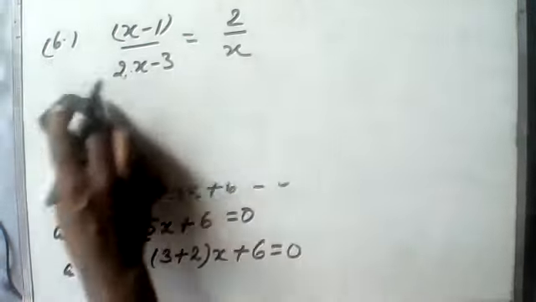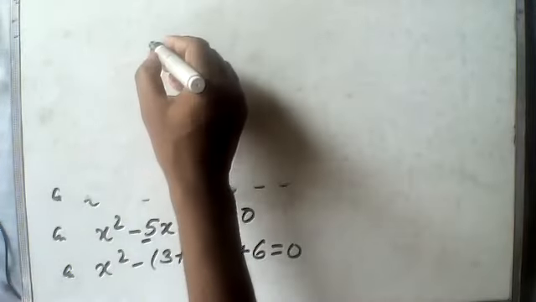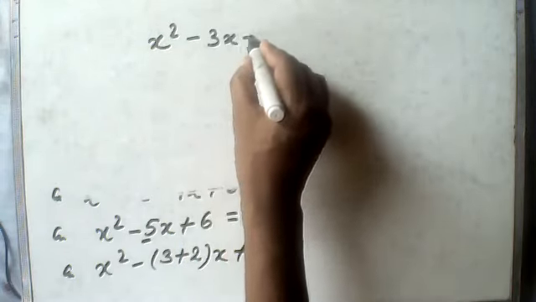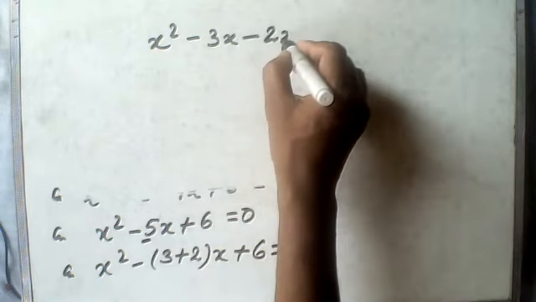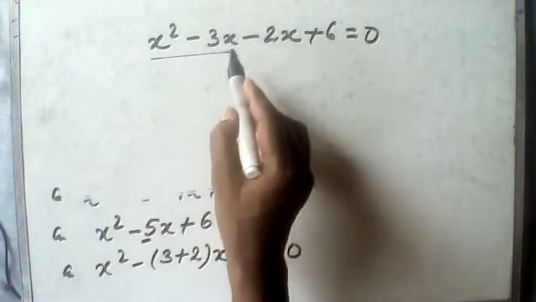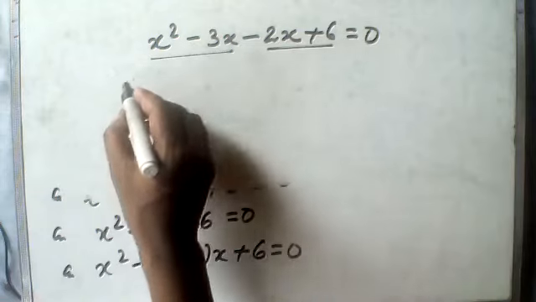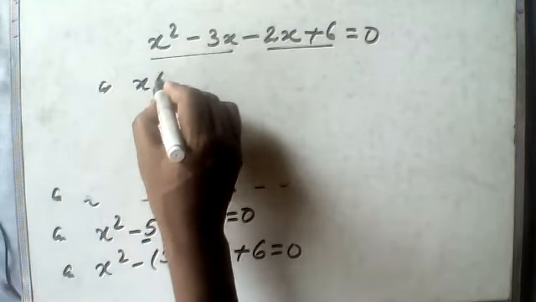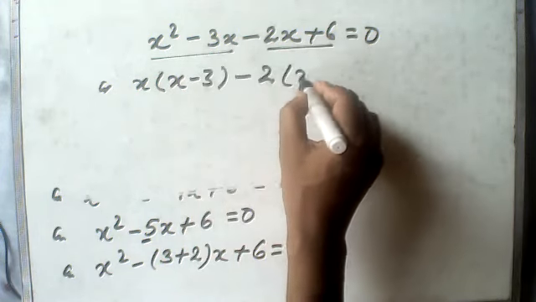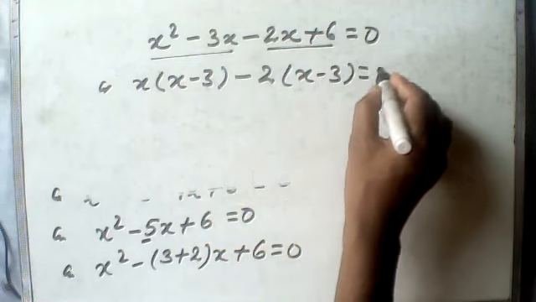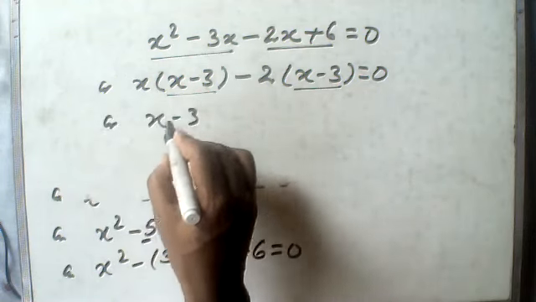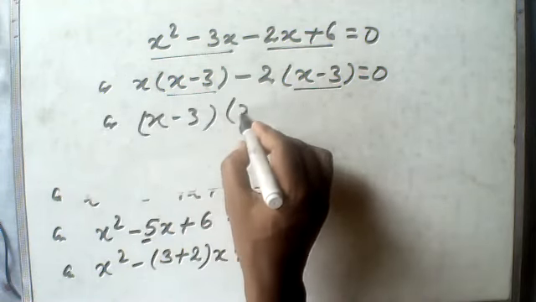After this, we go for the factorization process. x squared minus 3 into x, minus 3x, and again minus 2 into x, minus 2x plus 6 is equal to 0. Take the common from the first two terms and last two terms separately. x is common, x minus 3, and minus 2 is taken common, x minus 3 remains again. Now x minus 3 can be taken out as common from both groups, and x minus 2 remains as the other factor.